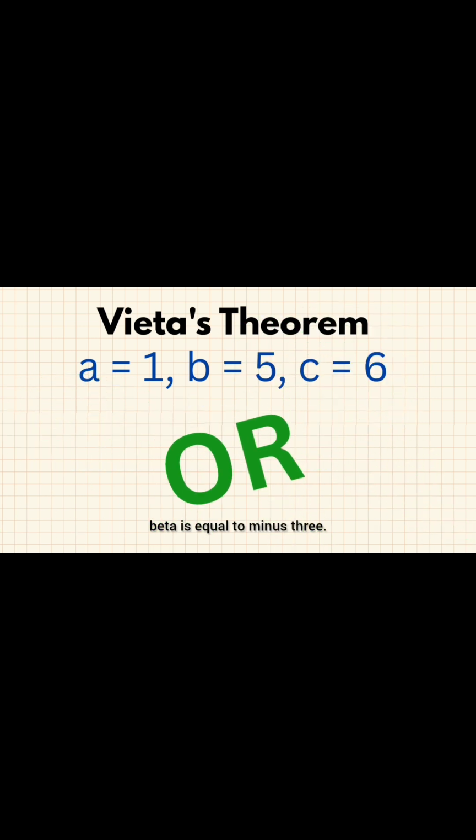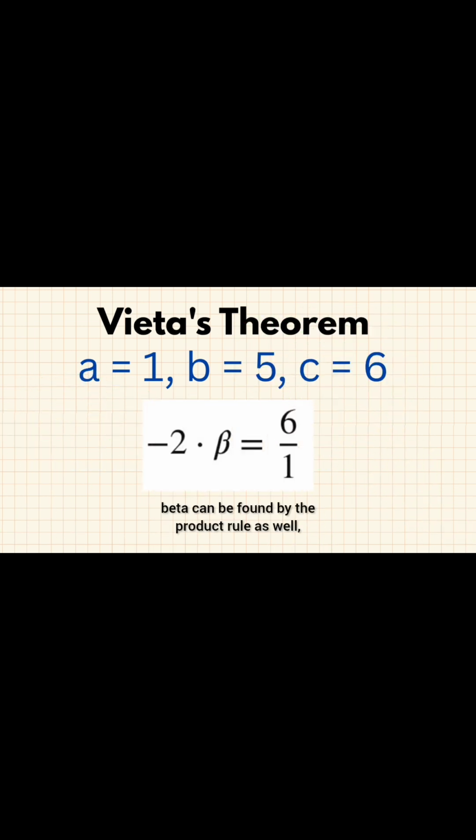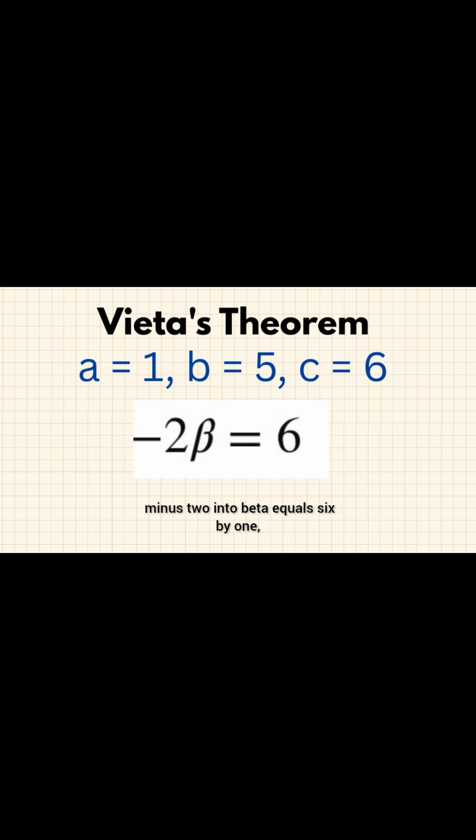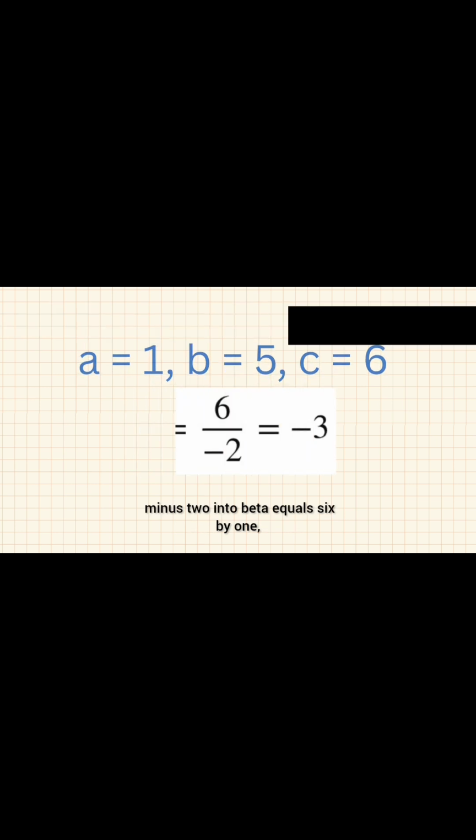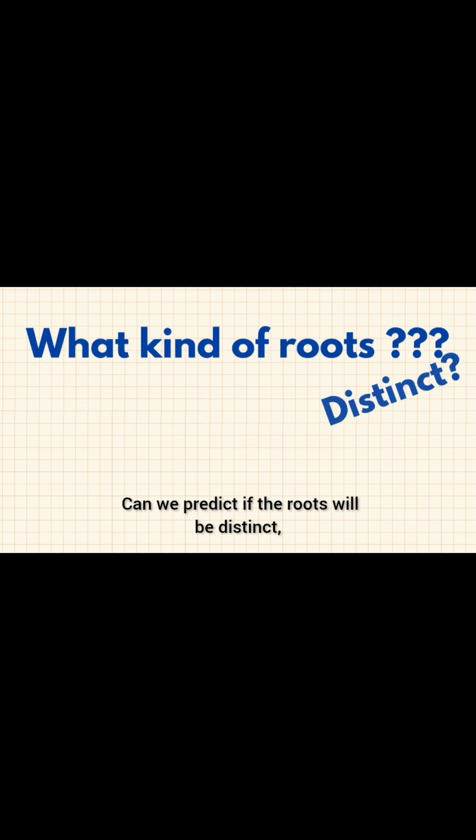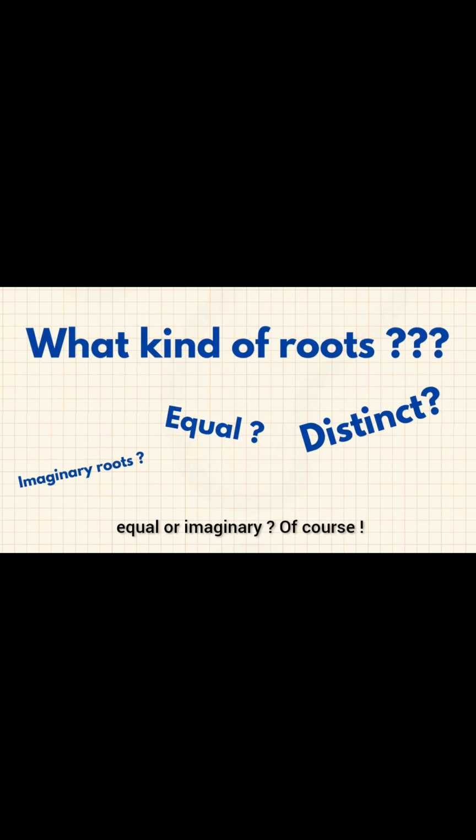Beta is equal to -3. Or, beta can be found by the product rule as well. -2 into beta equals 6 by 1. Beta equals -3. But, can we predict if the roots will be distinct, equal or imaginary?